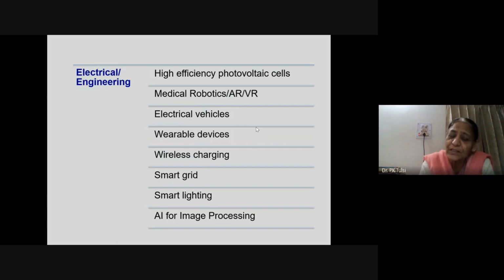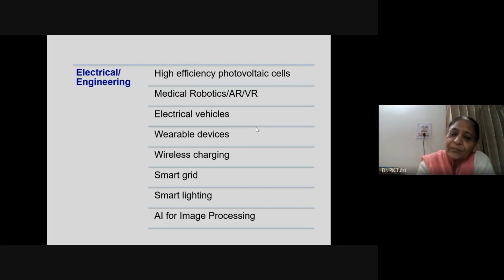And likewise, you can see for electrical engineering, when we talk of the high efficiency photovoltaic cells, because of the renewable energy resources, but the cost is too high. So this is where we would like to go in for cost-efficient and high efficiency photovoltaic cells. We are talking in terms of electric vehicles, but then there are problems in a number of aspects.